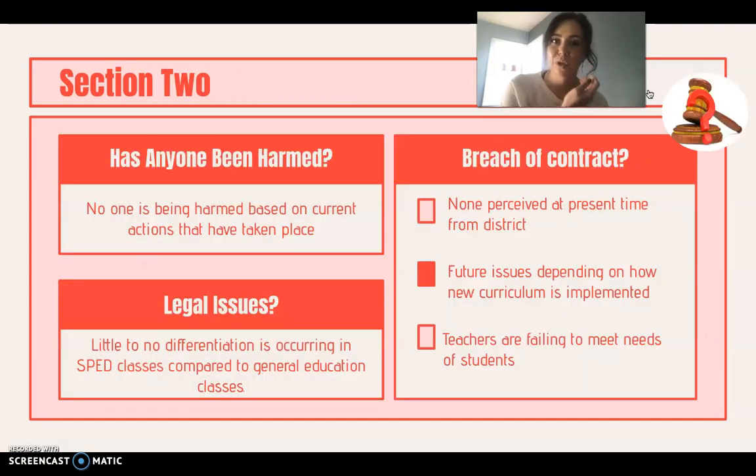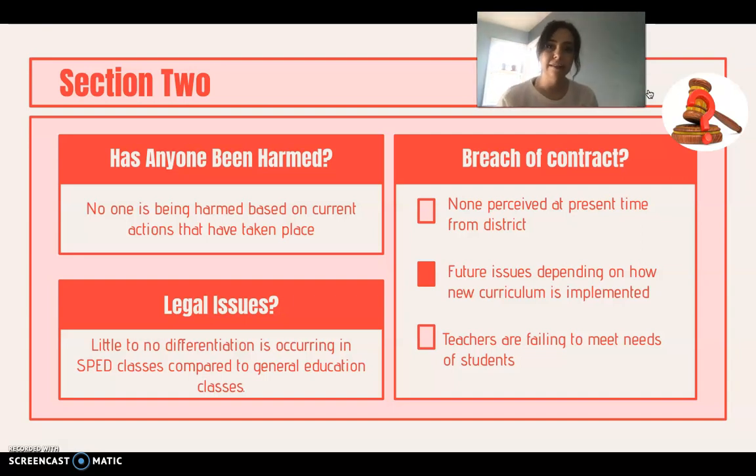So if we look at section 2, we're looking at potential legal issues that could arise here. So first of all, we want to answer, has anyone been harmed? And currently the answer is no, based on the current actions that have taken place. As they move forward with a plan or without making any changes, there may be, but not currently. If we look at the legal issues, there may be little to no differentiation based on the information it has given us. And if that is the case, there could be some potential legal issues or legal action that needs to happen. That way these students are getting the differentiation that they need.